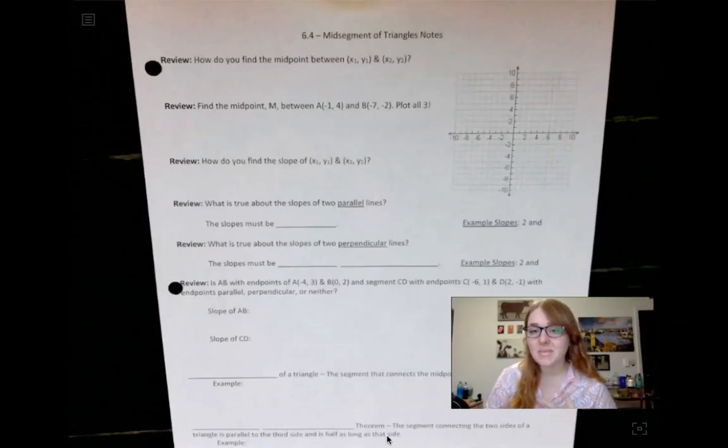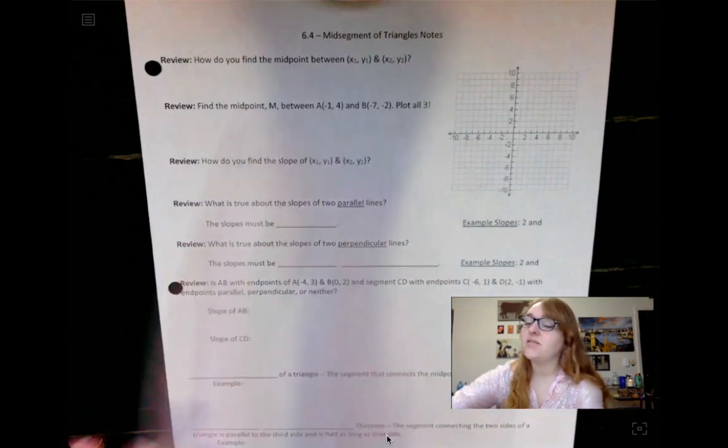Today we're talking about midsegments of a triangle. So we have a bunch of review here before we move into our new stuff that we are going to use on today's homework and to solve today's problems. So the first review is how are we going to find the midpoint between 2 points?